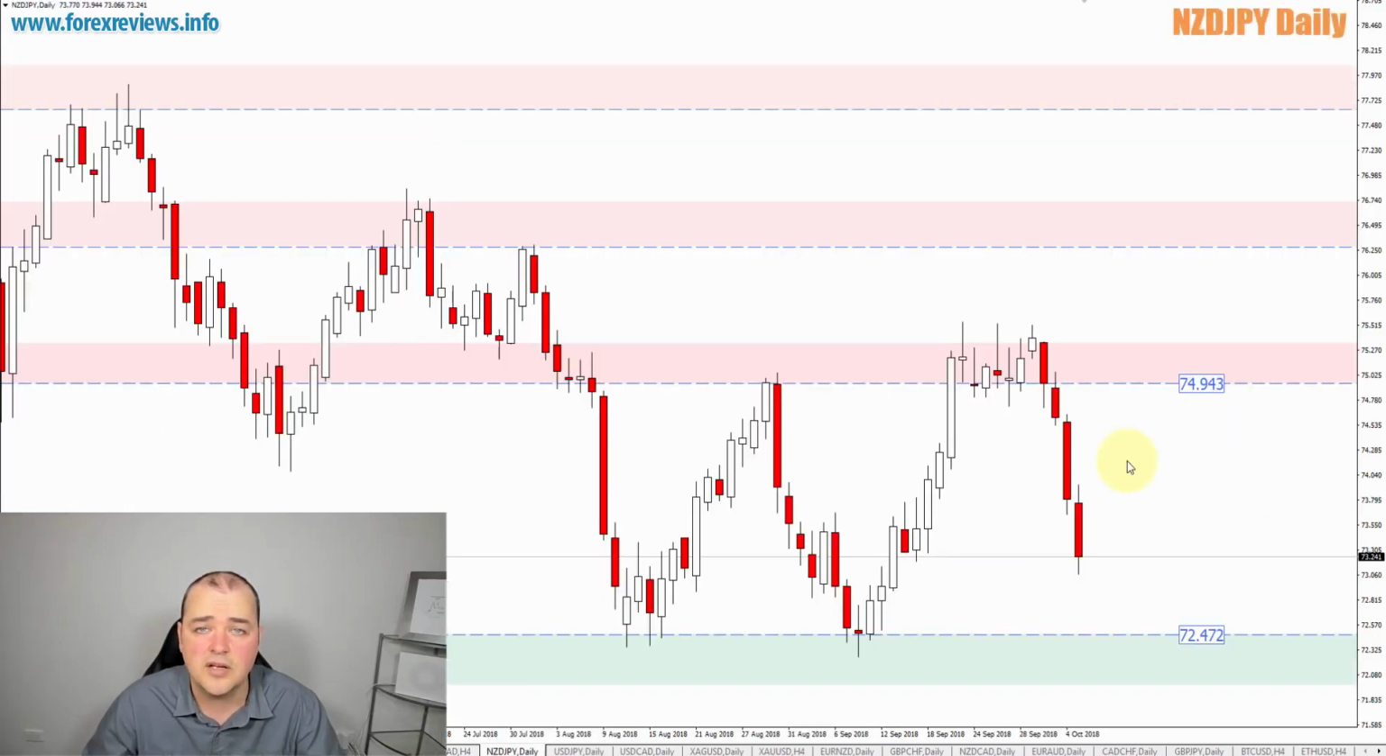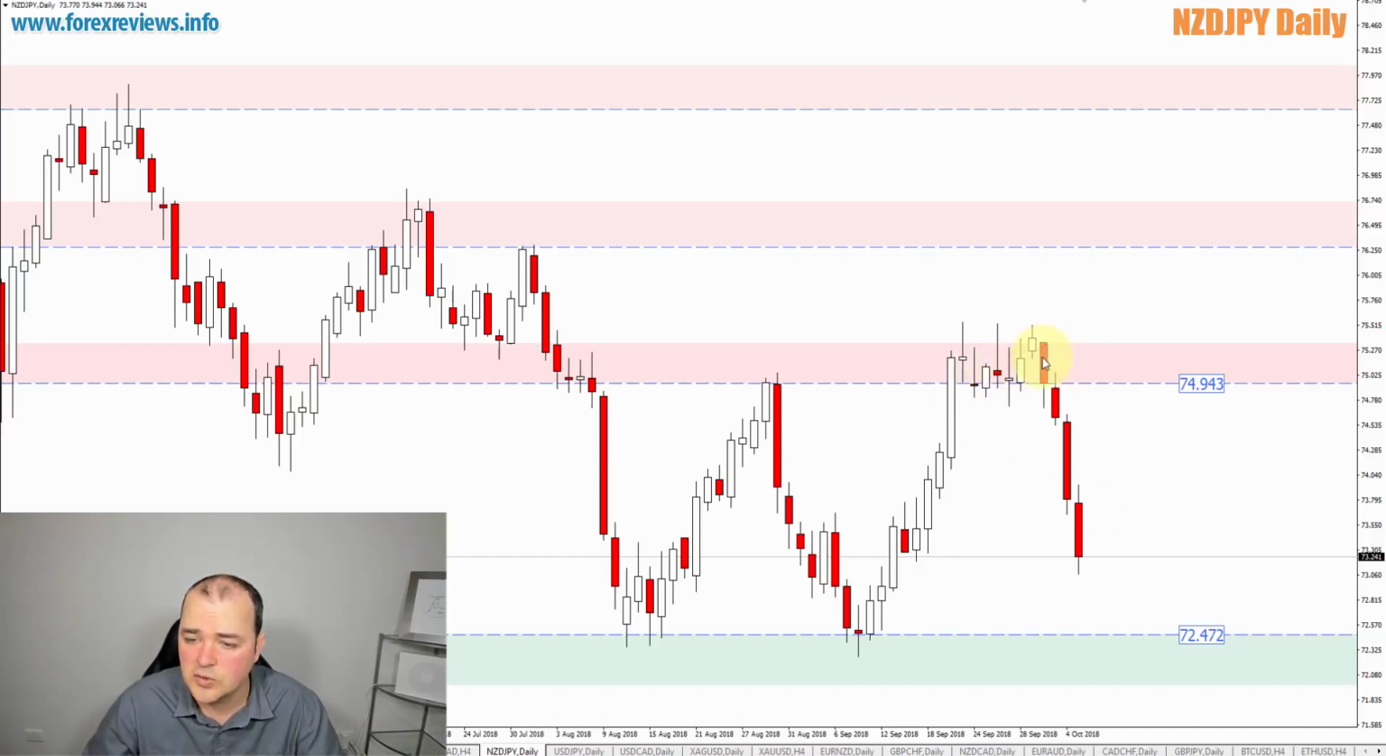Okay, the next pair I'd like to cover in this week's review is New Zealand yen, and I'm on the daily chart. Last week in price action, early in the week, this market was testing the 74.94 zone area, which is a potential bearish evidence area on this market.